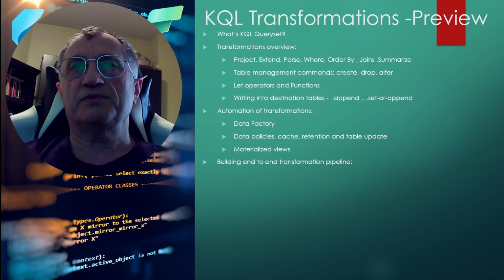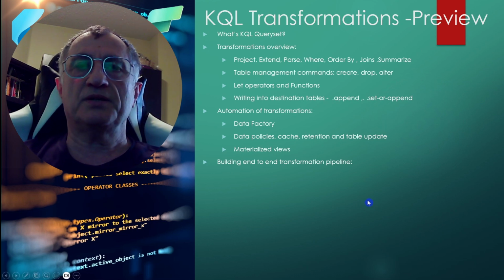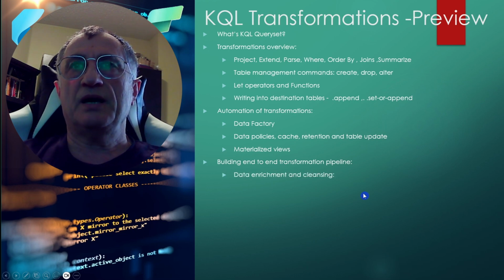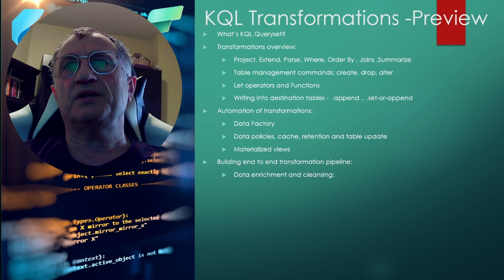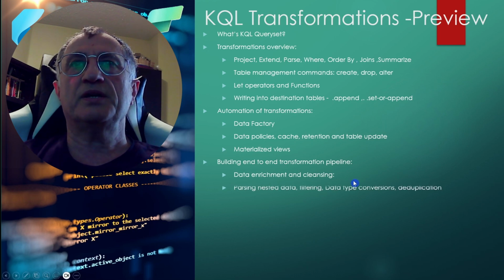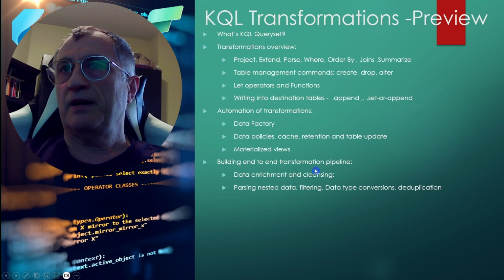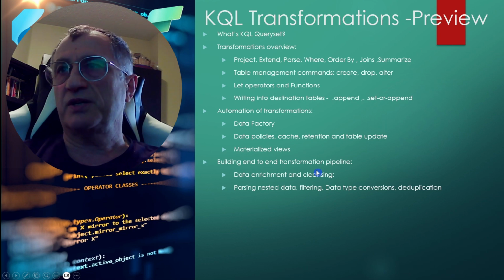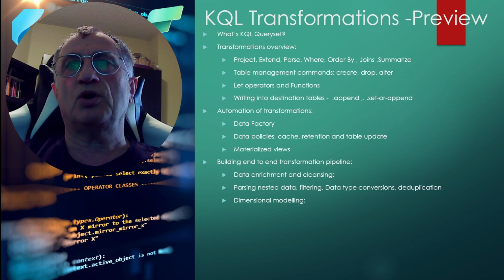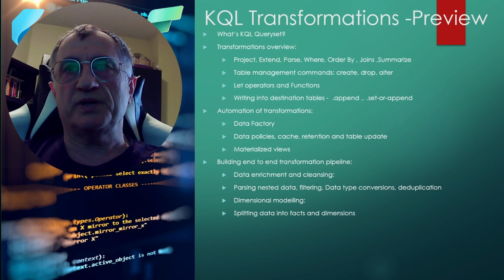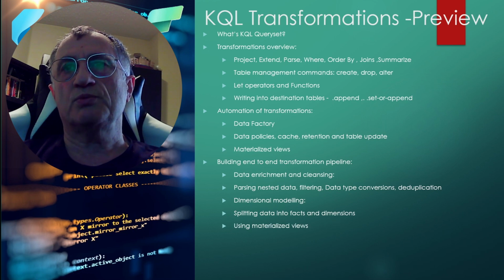In the next section of demo, we're going to build an end-to-end pipeline, which will take data ingested from event hubs and apply different transformations. So I will start by data enrichment and the cleansing techniques where we'll parse the nested data, apply filtering, apply data type conversions and the deduplication. We will also apply dimensional modeling techniques. So we will learn how to split data into facts and the dimensions. I will also learn how to use materialized views.